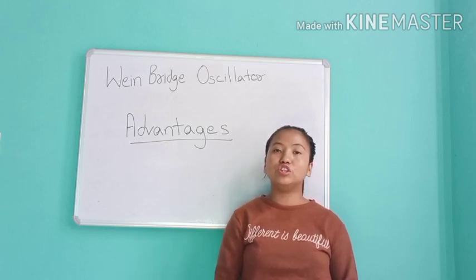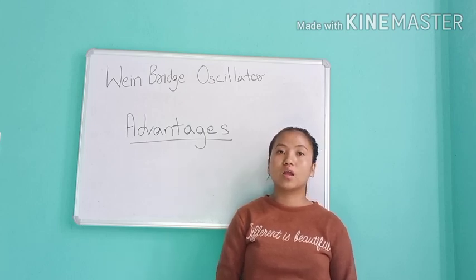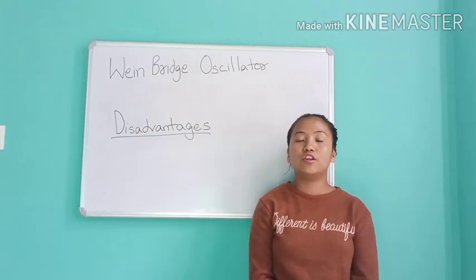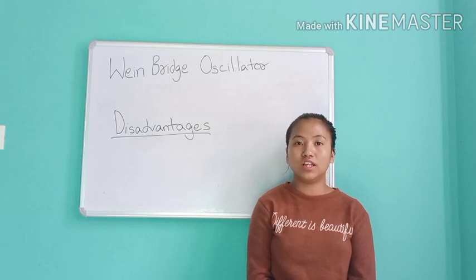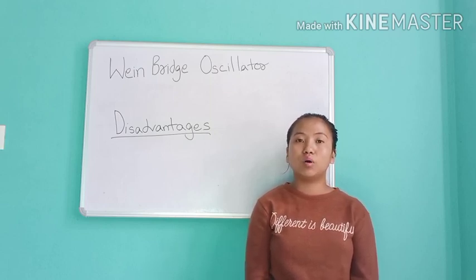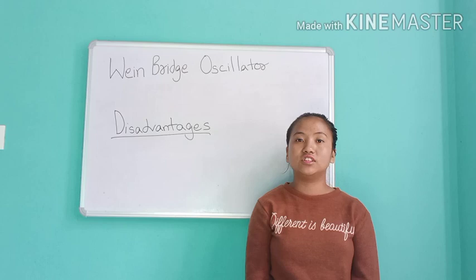Advantages of Wein bridge oscillator. Number 1, it is used to measure audio frequency. Number 2, Wein bridge oscillator designs a long range of frequencies. Disadvantages of Wein bridge oscillator. Number 1, the circuit uses 2 transistors and a large number of other components. Number 2, the maximum output frequency is limited because of amplitude and phase shift characteristic of the amplifier.